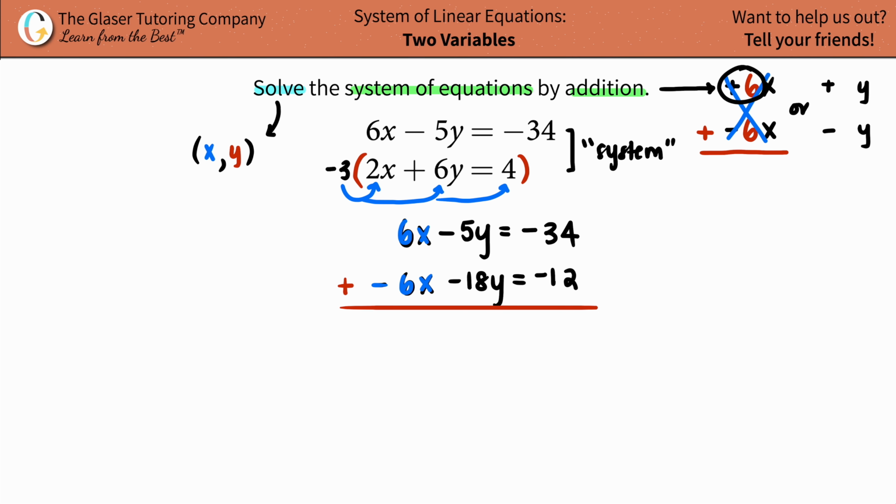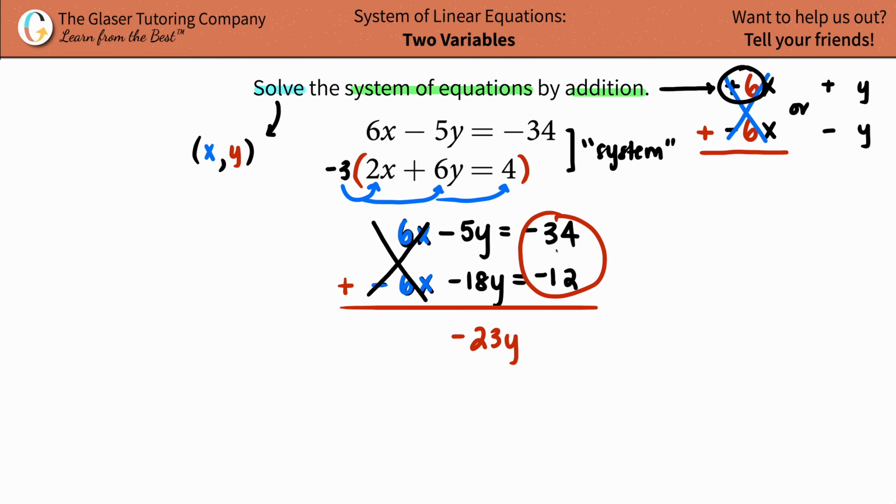6 plus a negative 6, get out of town. Get out of here. But now let's just add the other two numbers, right? So negative 5 plus a negative 18. So what's that? Negative 23. So negative 23y, right? 18, 19, 20, 22, 23, yep.